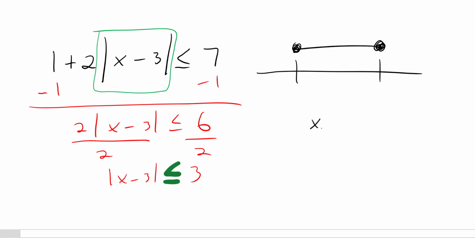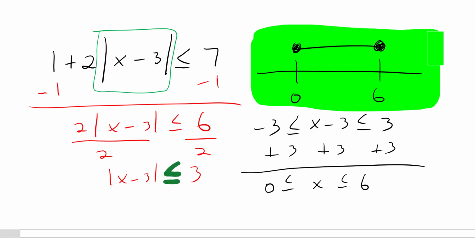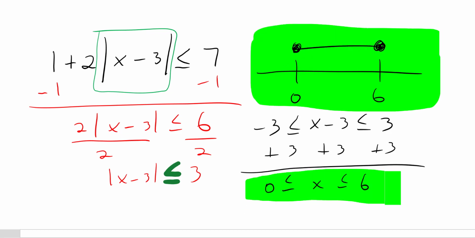Okay, so let's set this up. X minus 3, they always point to the left like this, and you're going to put a negative 3 in there and a positive 3 in there, and we're going to solve for x. So I'm going to add 3 to all sides, and I get 0 less than or equal to x less than or equal to 6. So I'm going to put a 0 and a 6 here, and I'm done with the problem. So my solution is my graph right here. It's between 0 and 6, and the graph is a barbell. Okay, it's not bad, right?